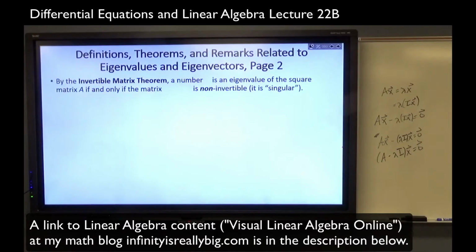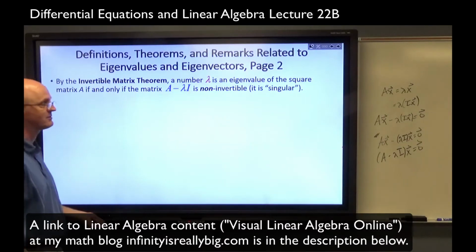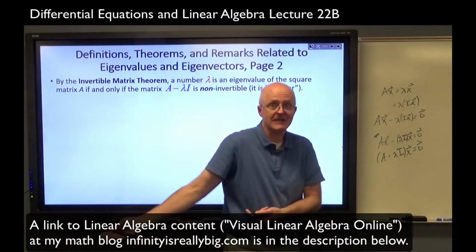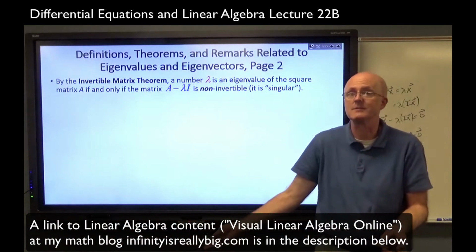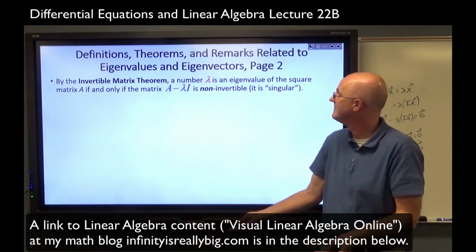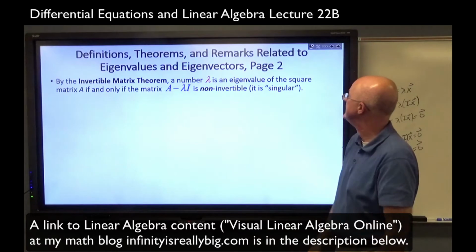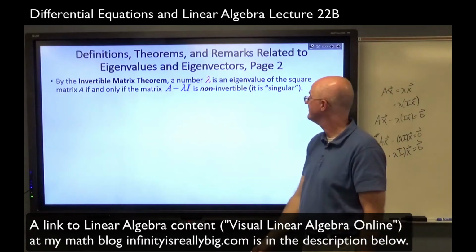Second page. By the invertible matrix theorem, a number lambda is an eigenvalue of the square matrix A if and only if the matrix A minus lambda I is non-invertible. Right? Because that homogeneous system has non-trivial solutions when lambda is an eigenvalue. So A minus lambda I non-invertible is equivalent to lambda being an eigenvalue.